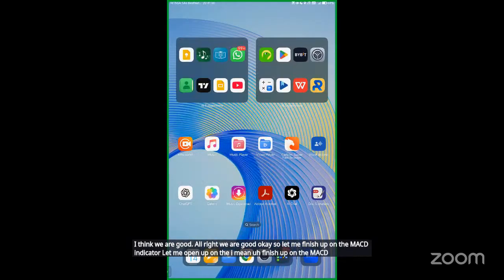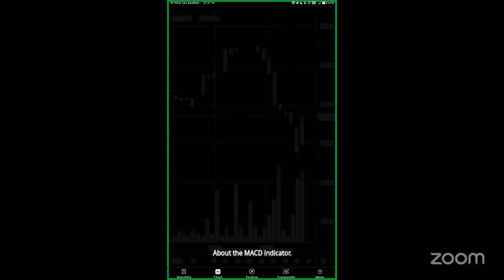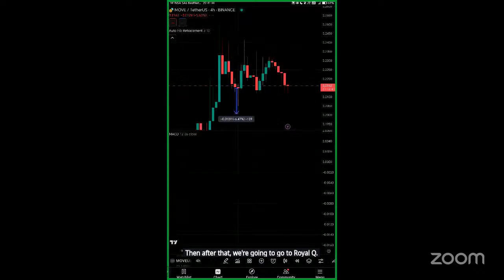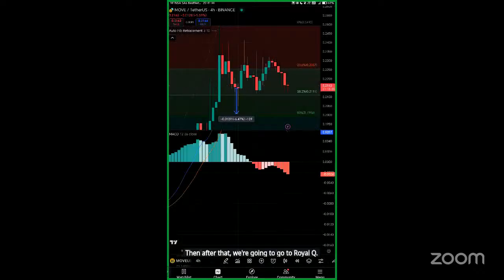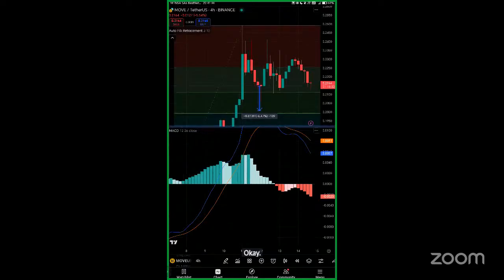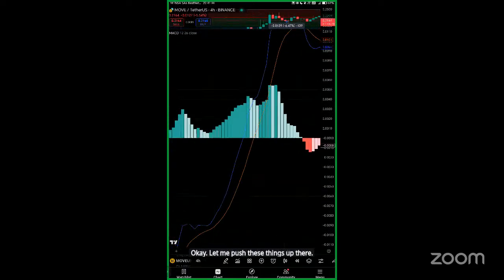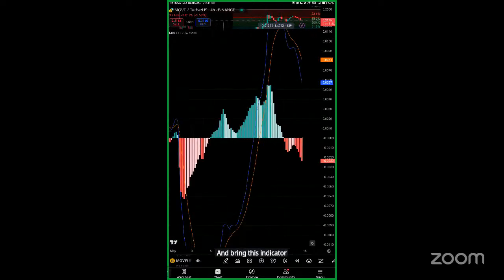Now, there is one more thing left about the MACD indicator. Let me open it again. Then after that, we're going to go to RoyalQ. Let me push these things up there and bring this indicator here.